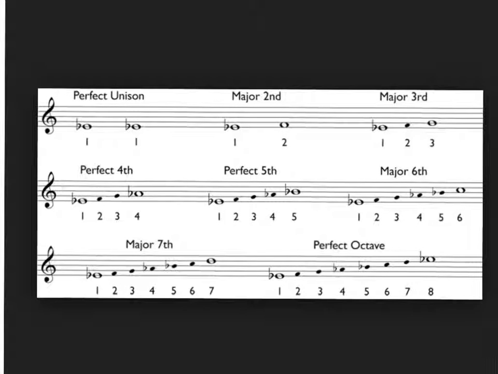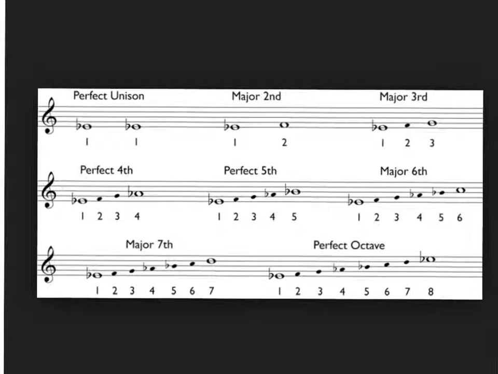Okay, intervals. If you have two of the same pitches, like here, the interval is a unison. If you have a pitch that is, for instance, an E to an E, basically do to do, that's called an octave. Some intervals are major, like the second, the third, and the seventh, and some are perfect. So the fourth and the fifth are perfect. The sixth is major.